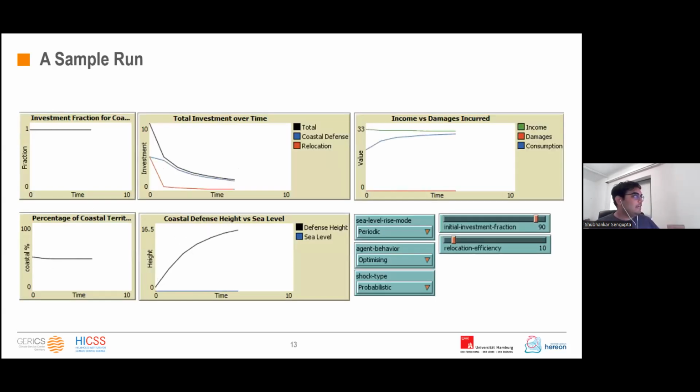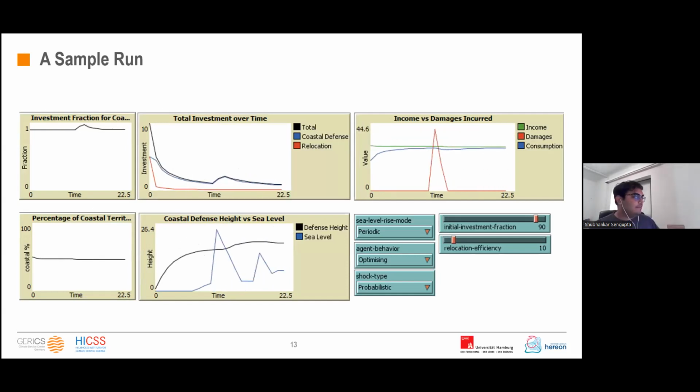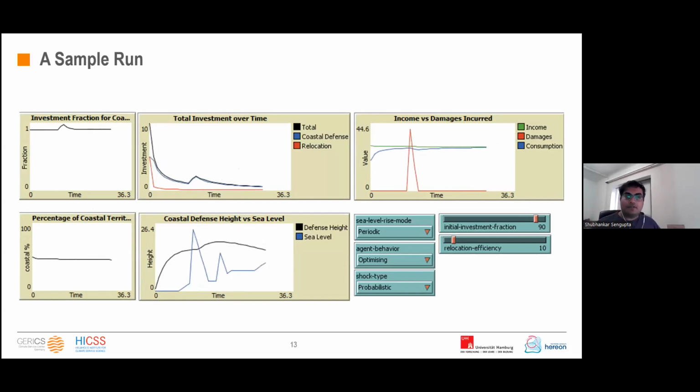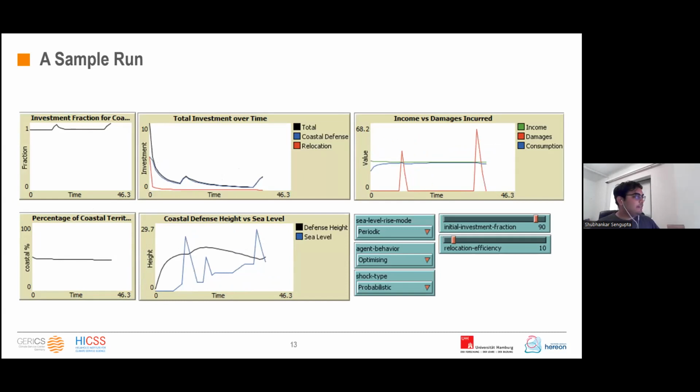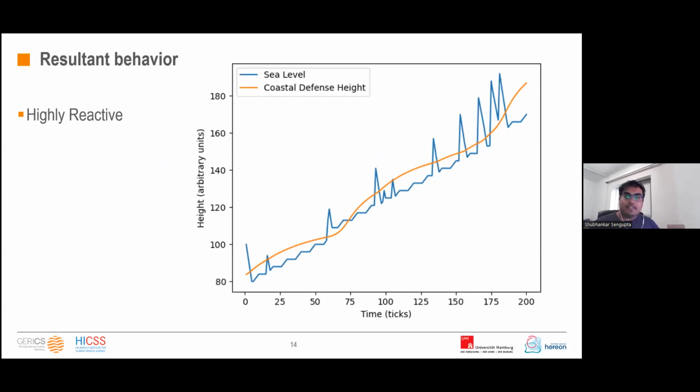Here's a snapshot of the model as it runs. It's coded in NetLogo, and we track various variables as they progress over the course of the simulation. The behavior that we find of the agent as a result is that the agent is a highly reactive one because it lacks predictive capability. It only invests towards adaptation when damages are sustained to the city, and it drops the investment once these damages are mitigated. As you can see, it's these extreme sea level events, seen as these spikes, that motivate the agent to start pouring investments into coastal defenses.